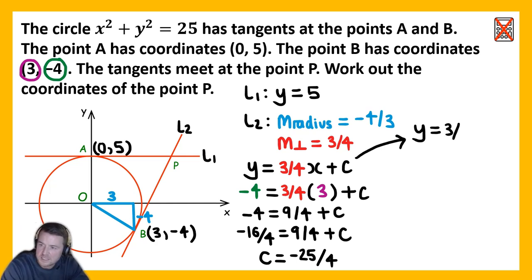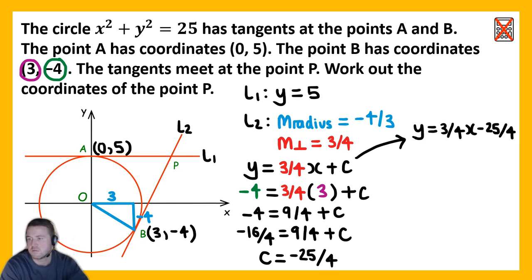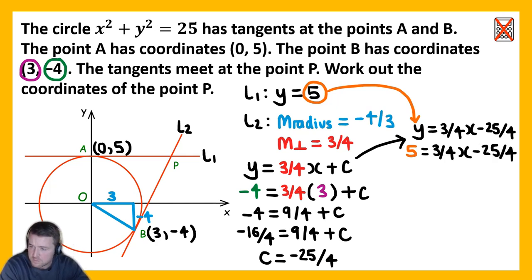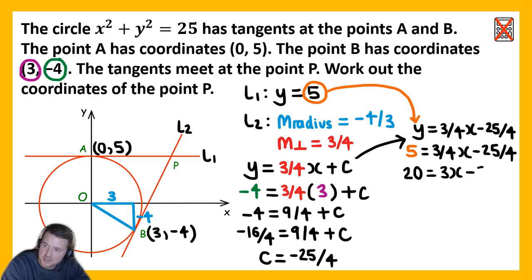Therefore y is equal to 3 over 4x minus 25 over 4. Now I have the equations of the two tangents, I can solve these simultaneously to find out where they intersect. Since y is equal to 5, I can replace y in my other equation with 5, and this is equal to 3 over 4x minus 25 over 4. Multiply through by 4 to eliminate the denominators. 20 will equal 3x minus 25.